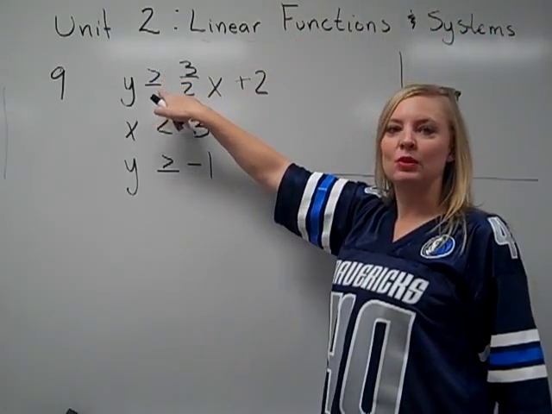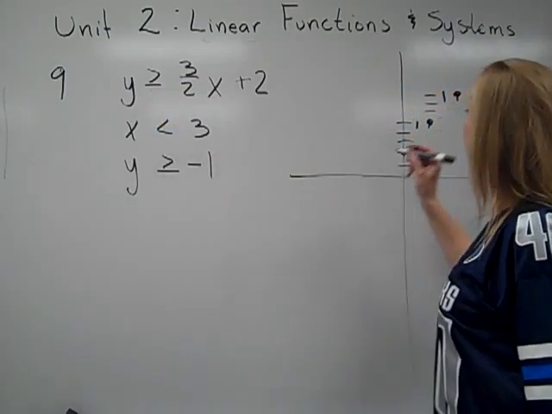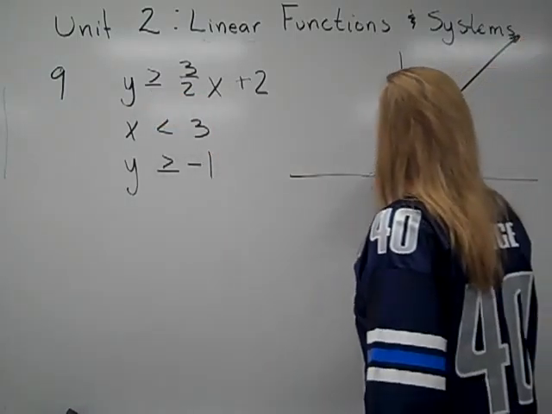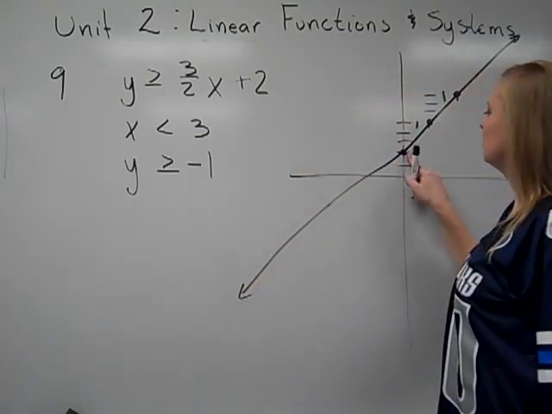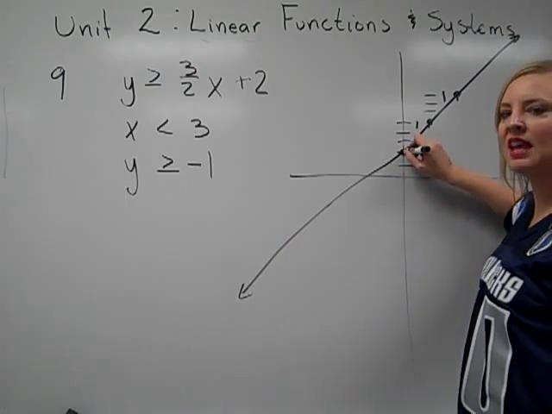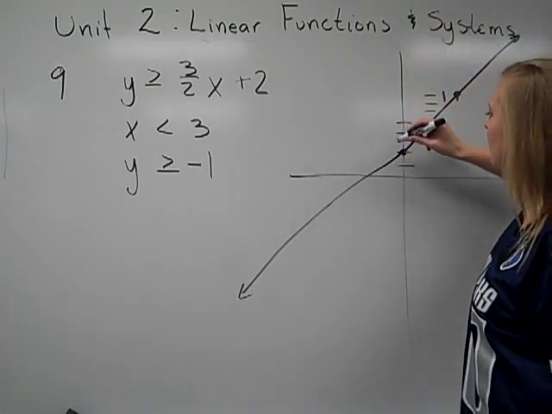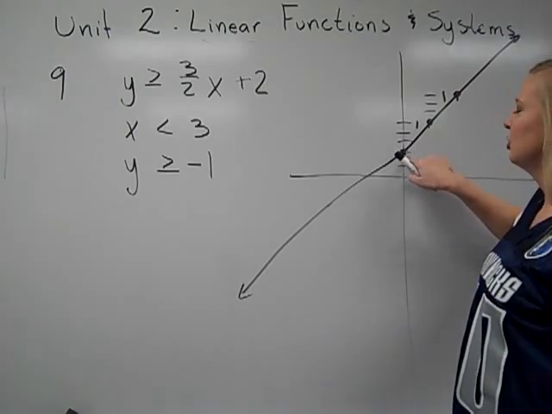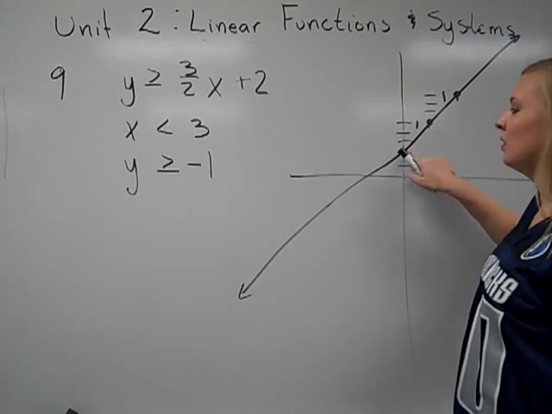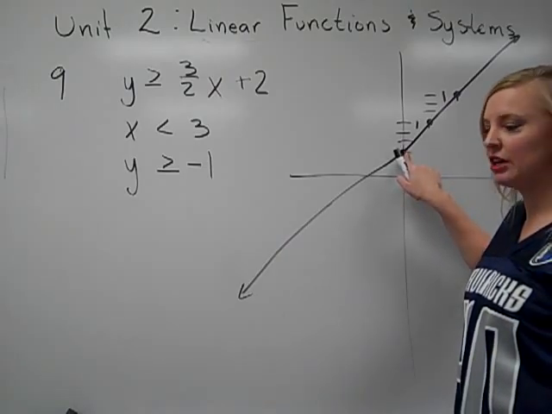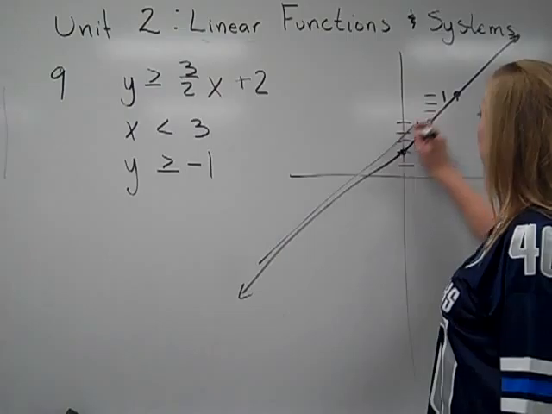Greater than or equal to means it's a solid line. Now, looking at where we hit the y-intercept, greater than is everything above the y. We want all of the y's that are bigger than 2. So then, it's helpful when you're shading to shade in the same direction as the original line.